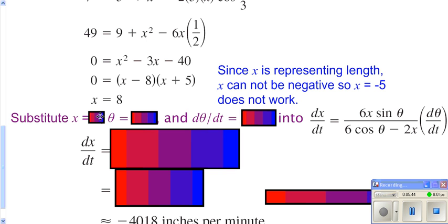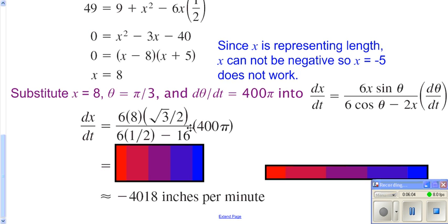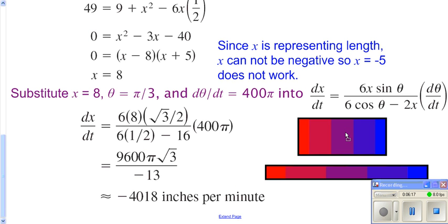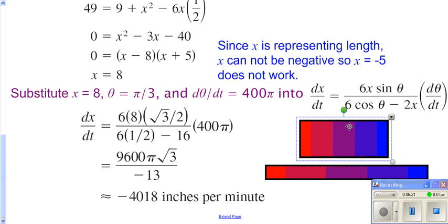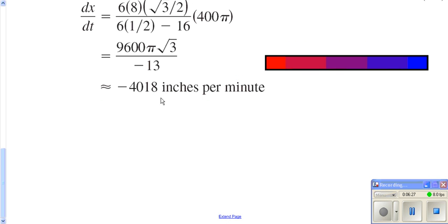So now we're going to take our distance of x being 8, our angle being pi over 3, our d theta/dt being 400 pi, and we're going to plug it into our dx/dt equation. Substituting it all in and simplifying it, we'll end up getting our answer. Remember that the sine of pi over 3 is √3/2. The cosine is a half. So then we end up with 9600 pi √3 over -13. If we do the decimal approximation, we get about -4018 inches per minute.